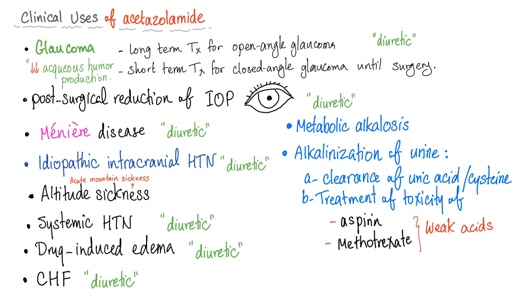Clinical uses of acetazolamide for glaucoma. Why? Because it decreases the aqueous humor production and therefore decreases the intraocular pressure, IOP. For long-term treatment for open-angle glaucoma and short-term treatment for closed-angle glaucoma, because you'll need surgery called iridotomy.